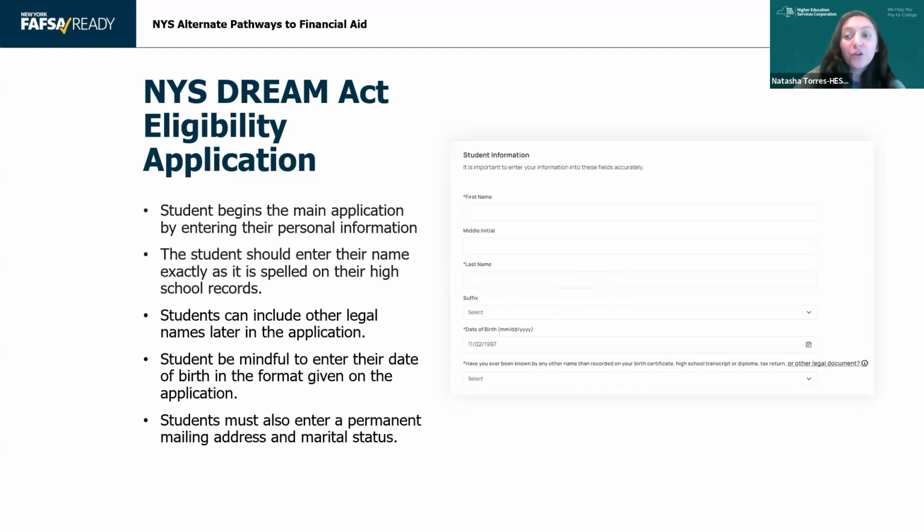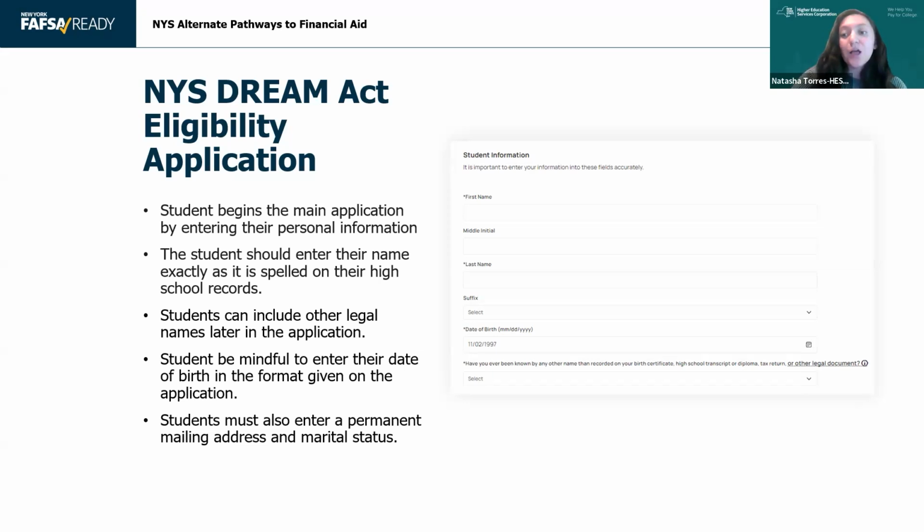Really important here for students to make sure there are no typos. We ask students to input their last names exactly how they're spelled on their college records and high school records. There's a reason for this. So let's say my name's Natasha Torres, right? On my high school records, maybe I have 2 last names. A lot of times we see students have 2 last names. If I have 2 last names on my high school records, I should put 2 last names in the student information section.